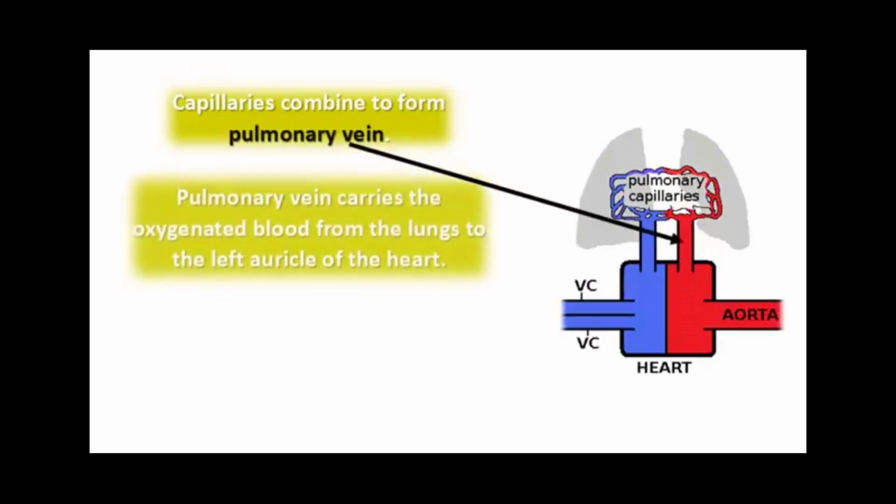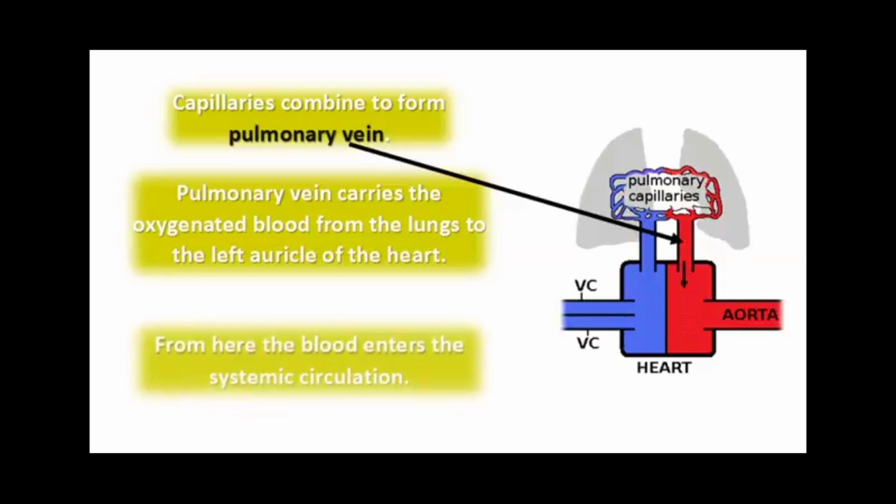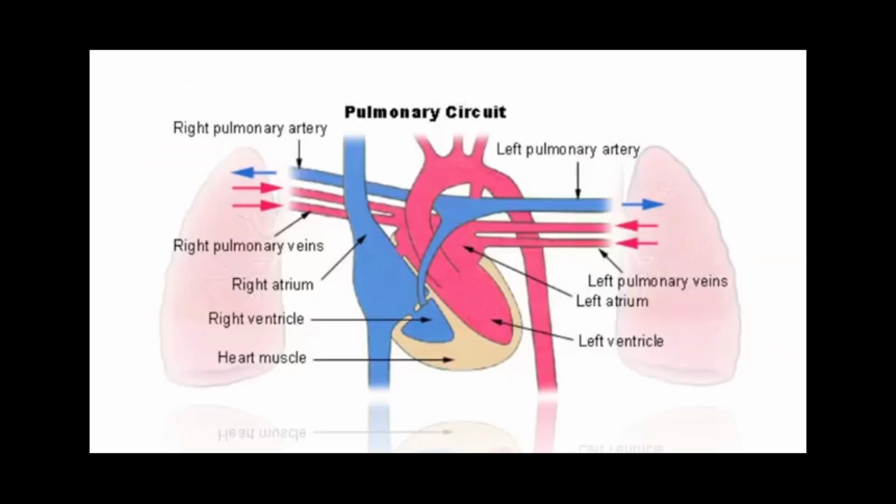Capillaries then combine to form the pulmonary vein. Pulmonary vein carries the oxygenated blood from the lungs to the left atrium of the heart. From here, the blood enters the systemic circulation.